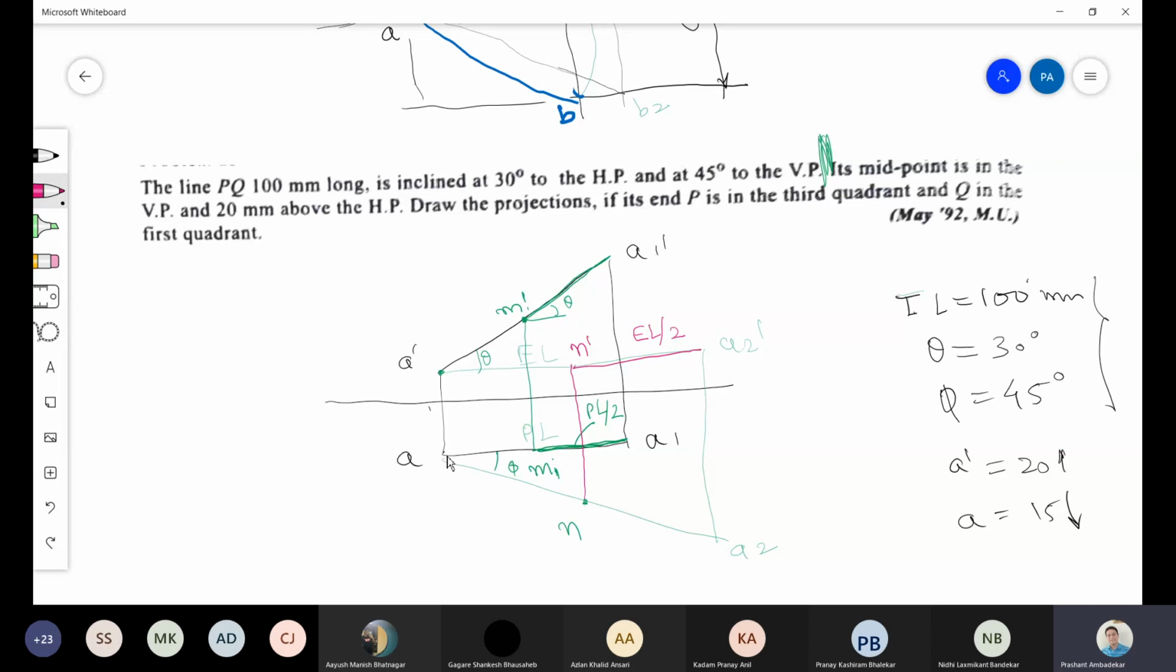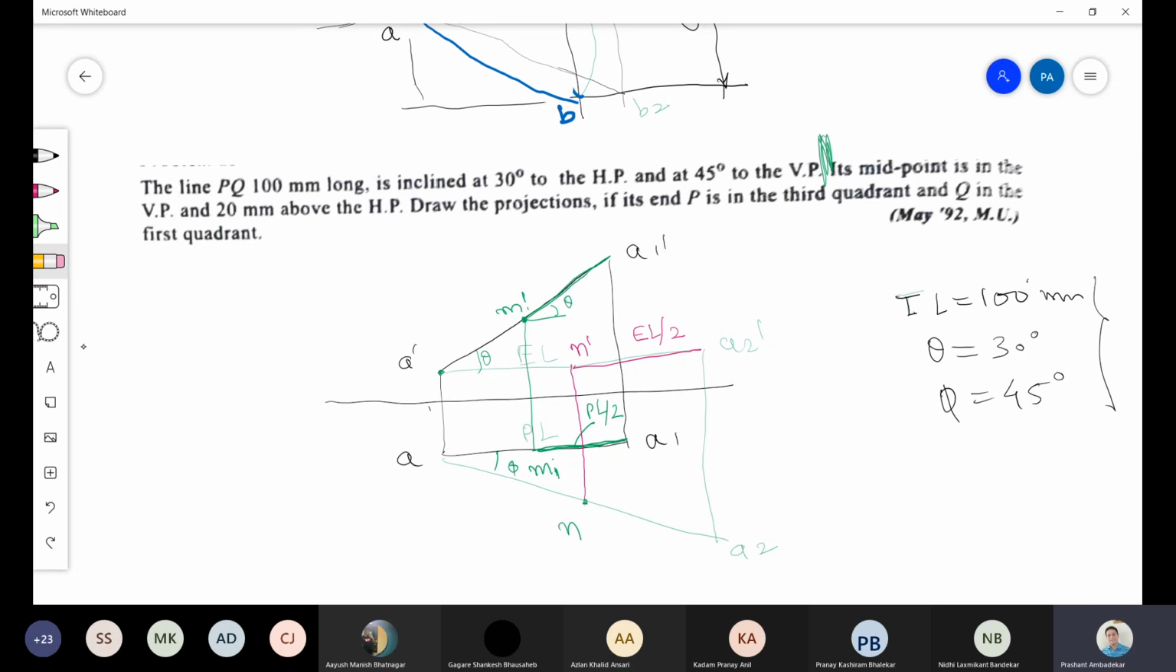Okay, so let us first understand the question. The line PQ is 100 mm long. So the true length is given as 100 mm, is inclined at 30 degrees to HP. So theta is equal to 30 degrees, and 45 degrees to VP. So phi is equal to 45 degrees. Then this is not given. What is given? Its midpoint is in the VP and 20 mm above the HP.